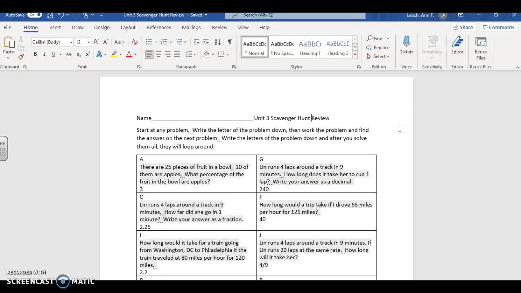There are 25 pieces of fruit in a bowl. 10 of them are apples. What percentage of the fruit in the bowl are apples? So that number 3 underneath there, that one right there, that is the answer to another problem. So we're going to get 10 out of 25.